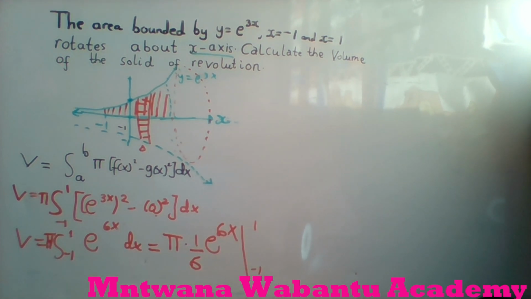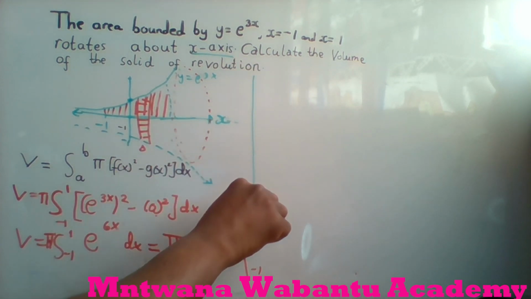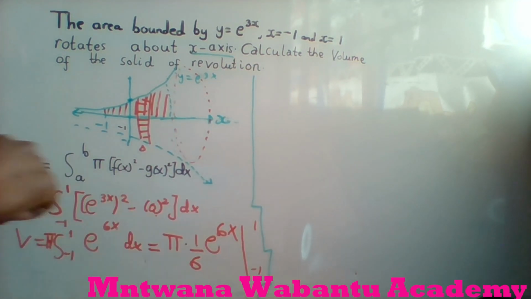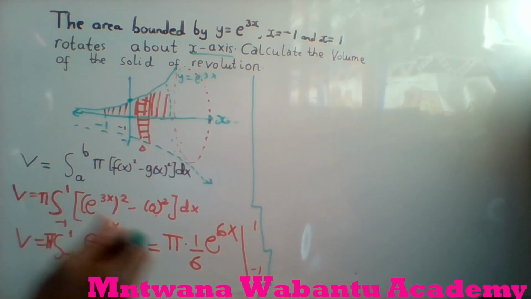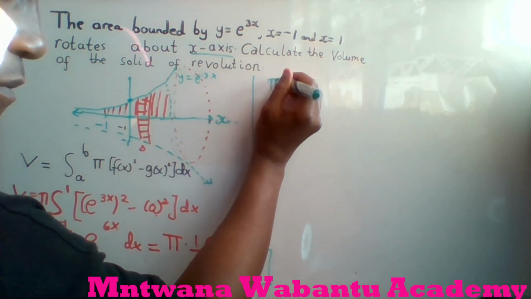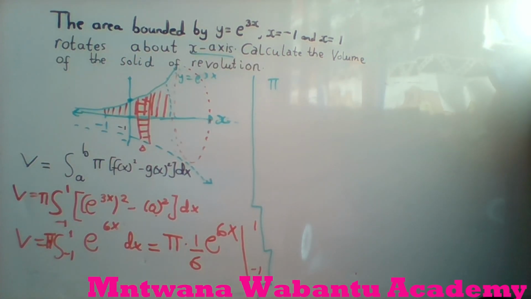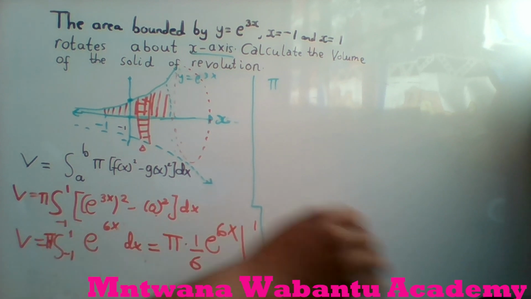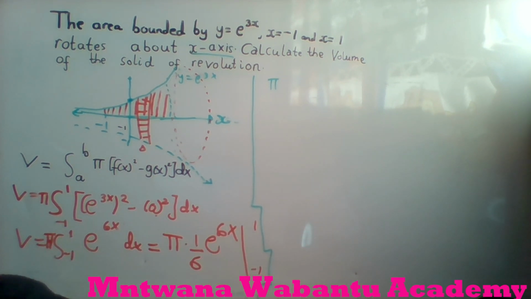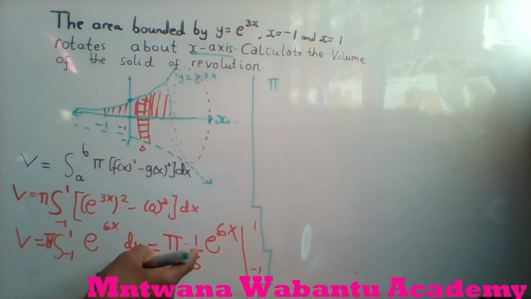So the next step now, substitute the limit. How do we substitute the limit? Upper limit minus lower limit. Let's plug it in. We have the pi, just there, and then let's substitute the upper limit. What is the upper limit? Our upper limit is 1.